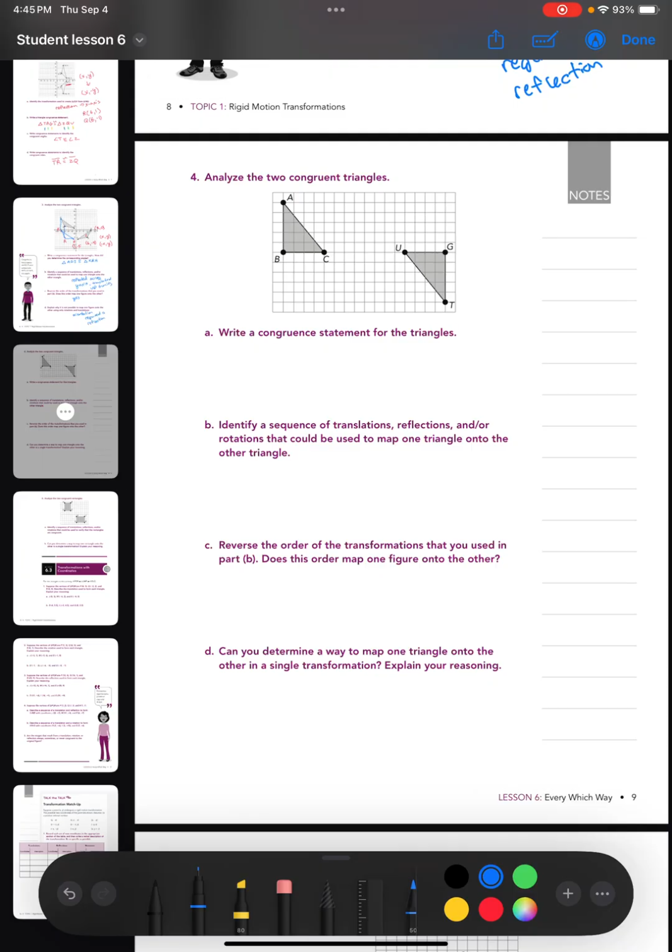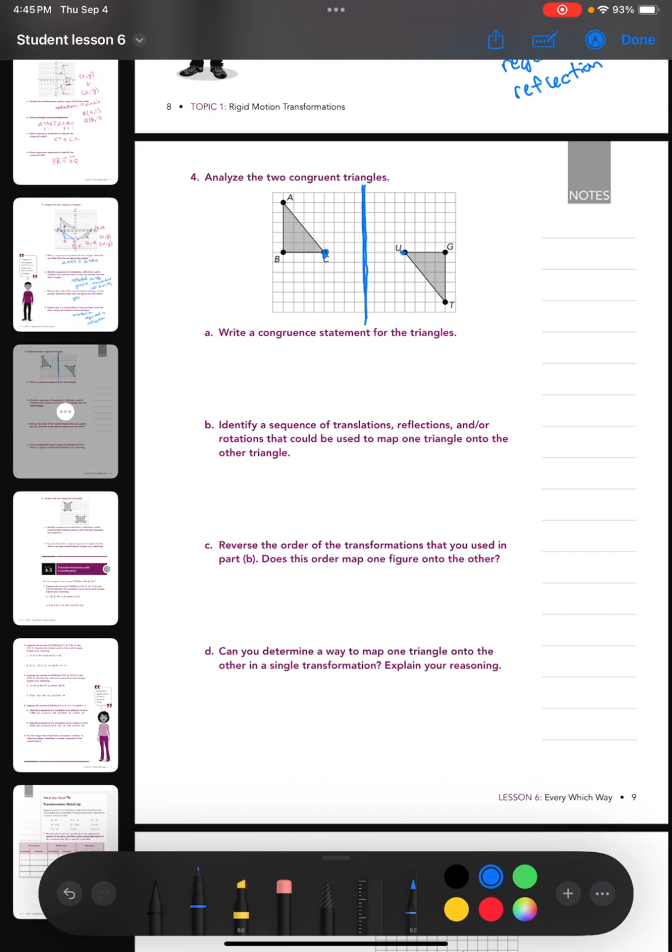All right, next one, analyze the two congruent triangles and write a congruency statement. Now, for purposes of assessment, you will only be asked to reflect over an axis, but this coordinate grid, you notice, does not have an axis. So we do have congruency here, and to identify the sequence of transformations, first I'm going to talk about a reflection, and if we find that midway point between these 2 points, we can reflect across that line.